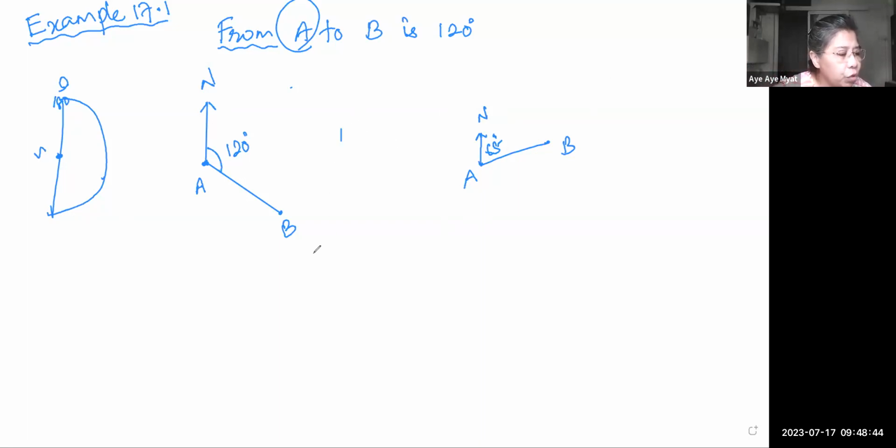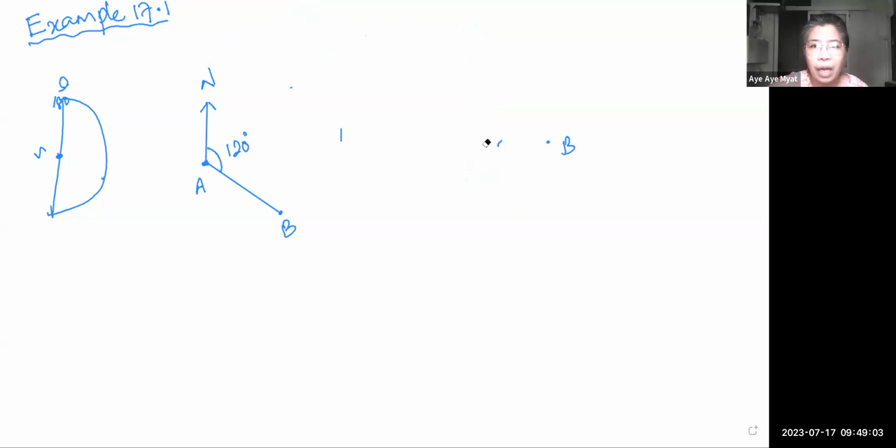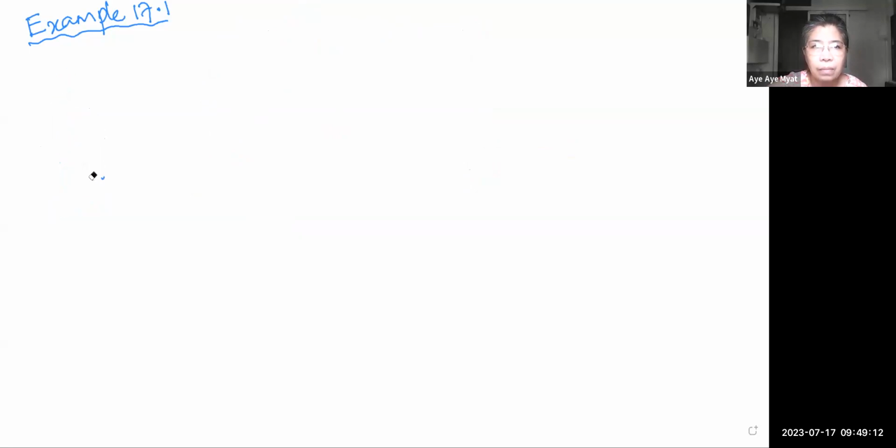Example 17.1. The diagram shows three towns A, B and C. Write down the bearing of B from A.